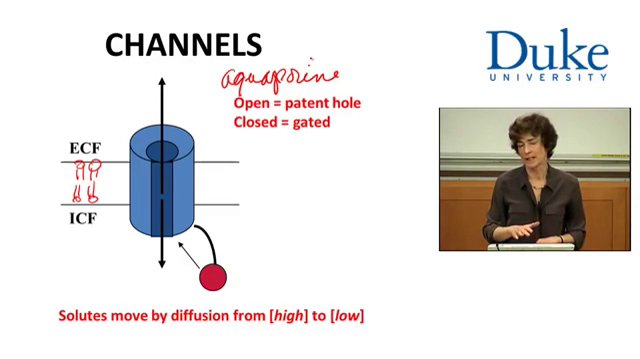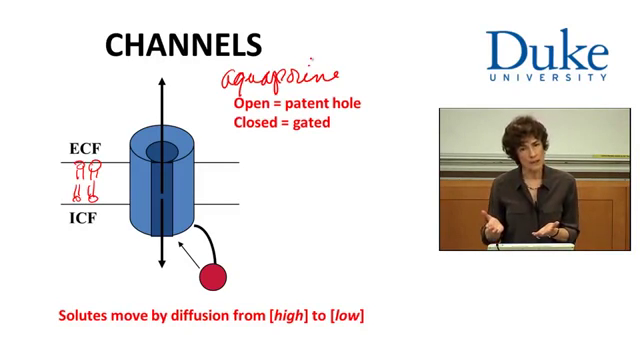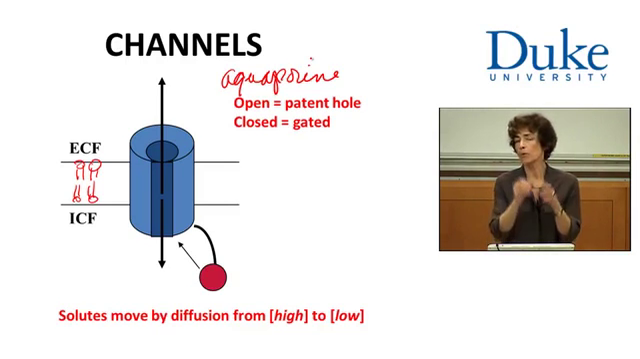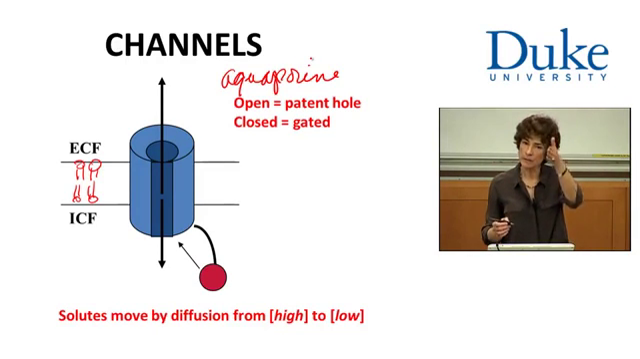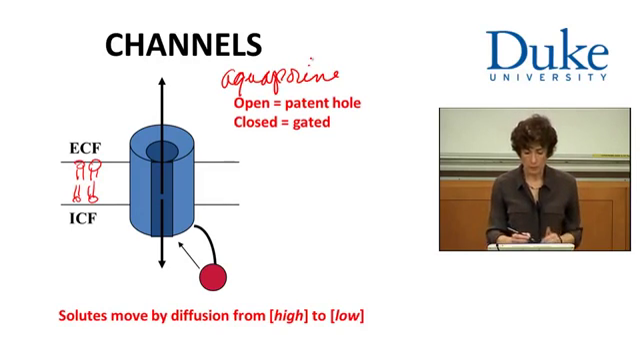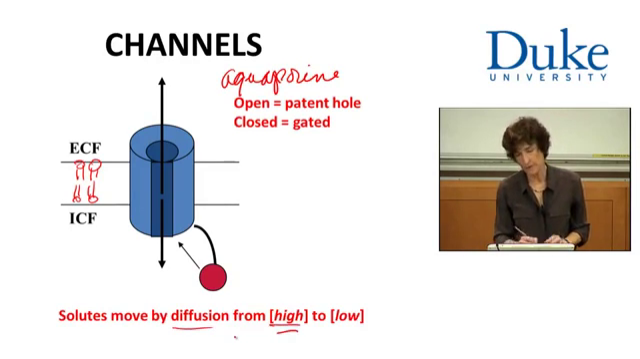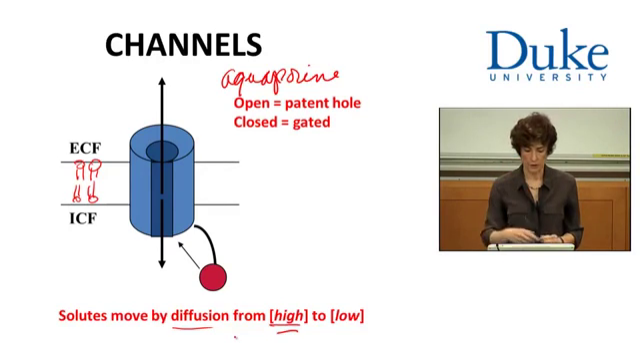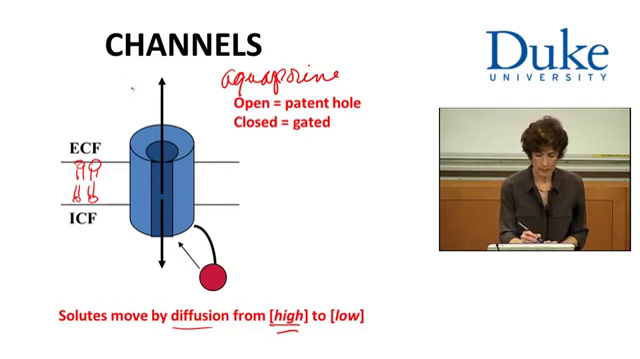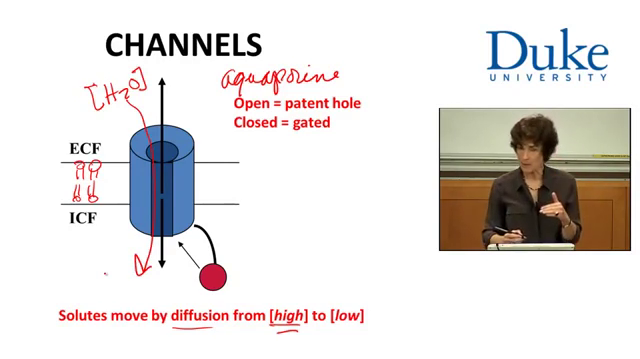But under some circumstances, we have channels where the pore is gated. That is, it's closed, and there's a regulated opening of the pore. And this regulated opening of the pore is called gating. In both cases, when the pore is open, the movement of the particle across the channel will be by diffusion, moving from high concentration to low concentration. So in the case of the aquaporin, we could have water, which is higher in concentration in the ECF, and the water then will move to the ICF at a very rapid rate.